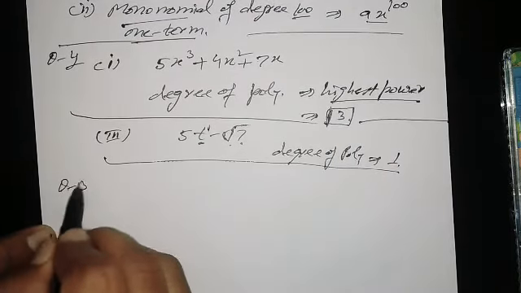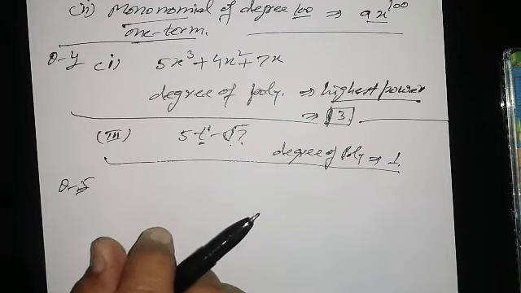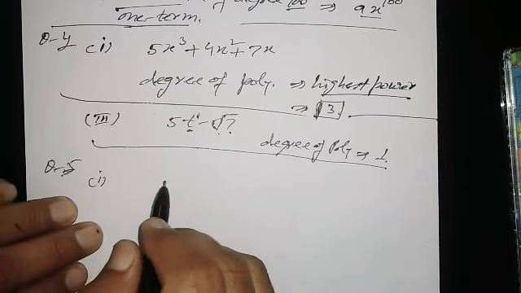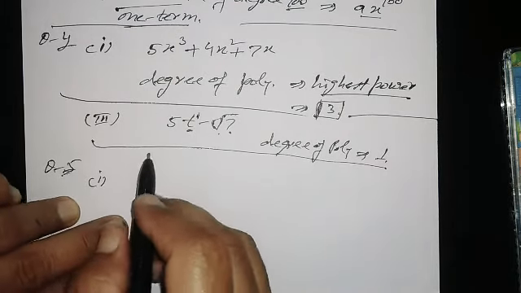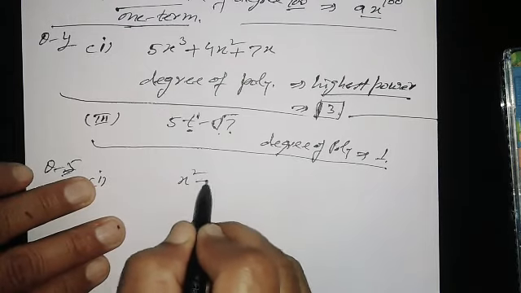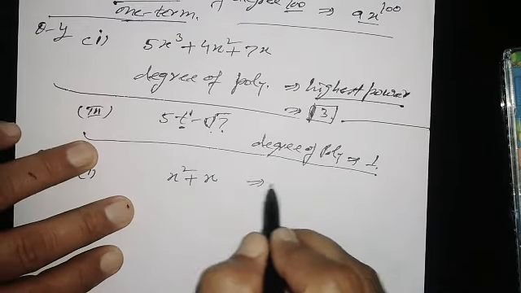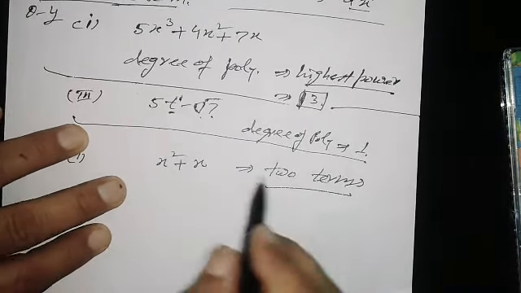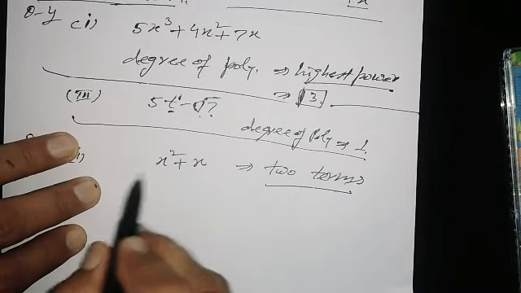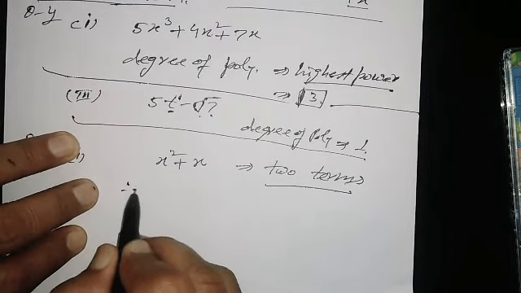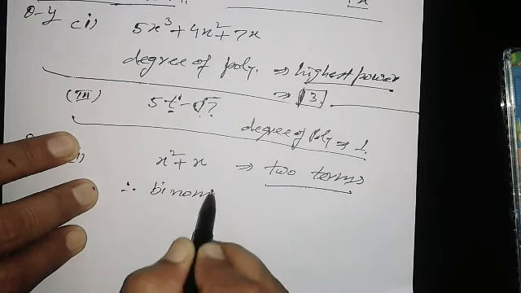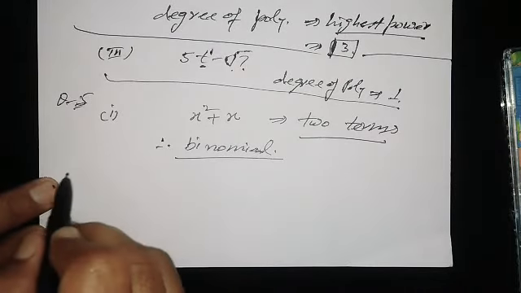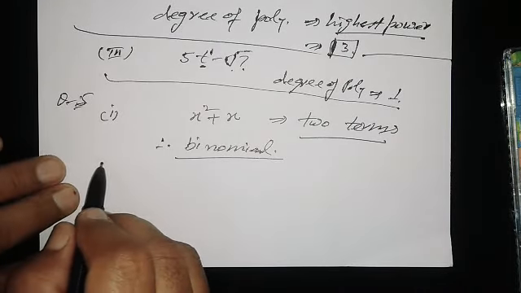Now come to question number 5. Classify the following as linear, quadratic, cubic polynomials. Meaning we have to classify them on the basis of terms. As you know, this expression has two terms. How many terms? Two terms. So what would you name this expression? Binomial. Okay, as it has only two terms. So you can take more examples on this.